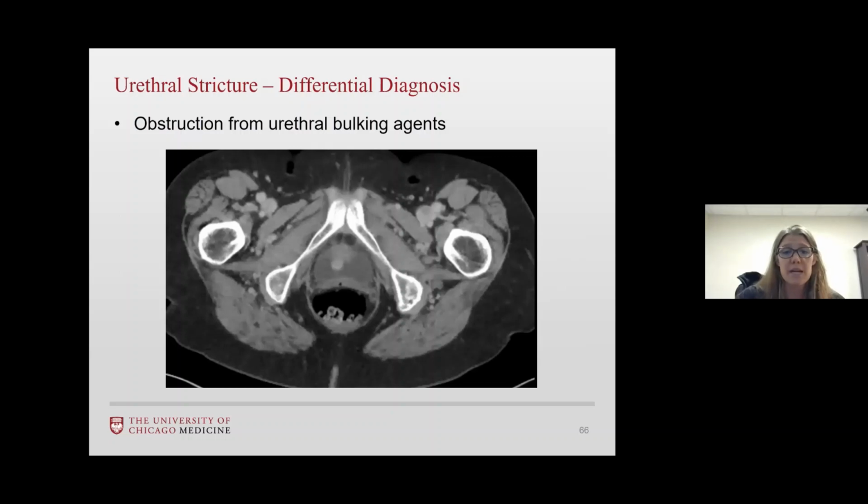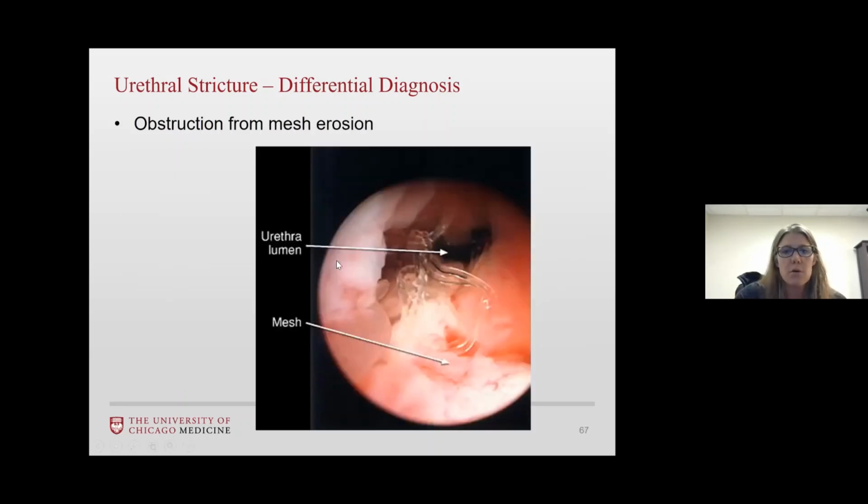Some other differential diagnoses, just going with this kind of stricture, outlet obstruction, I've seen a woman with some bulking agent that caused obstruction. If they've had a history of mesh, you always want to look for mesh erosion that's causing it. So this is a urethral lumen, and here's the mesh obviously eroding in. And this is another time when doing that cysto and using your flexible scope and doing a very, very diligent examination is really important, because it can be subtle and difficult to find.